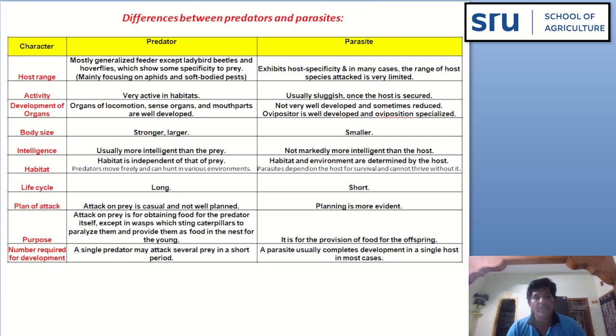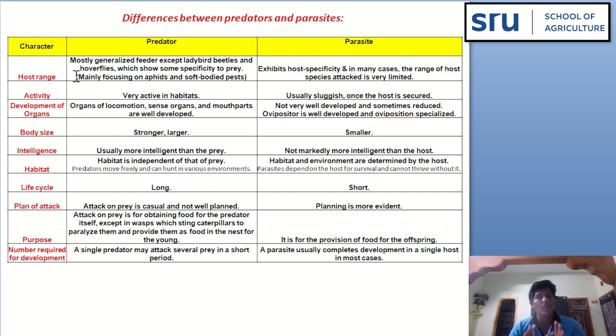See here the differences between predator and parasite. In the case of a predator, host range, they are mostly generalized feeders, meaning they feed on many other organisms. Except ladybird beetles and hoverflies, these are predators, but they show some specificity towards the prey. These ladybird beetles and hoverflies mainly focus on aphids and soft-bodied insects.